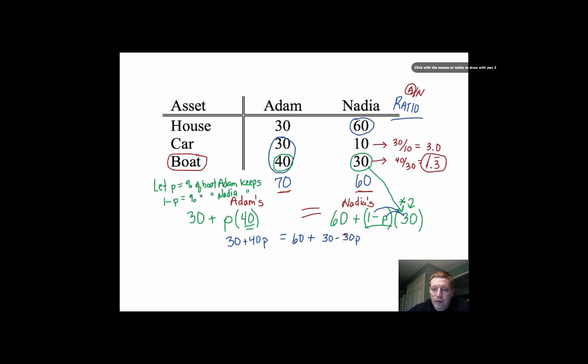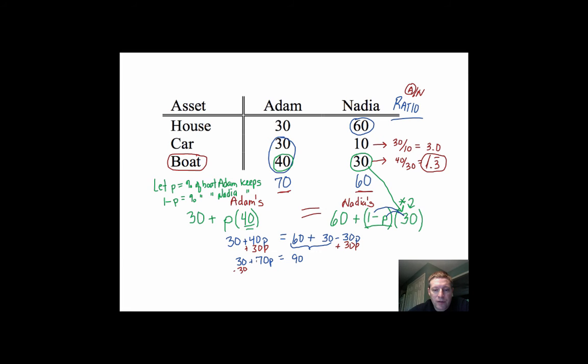Now we're going to do a little algebra. We're going to add 30p to both sides. That's going to give us 30 plus 70p on the left side. And on the right side, I'm going to combine these while I'm working here. That's going to be 90. And remember, this is 0 since we added 30 to negative 30. And then the next step, we're going to subtract 30 from both sides.